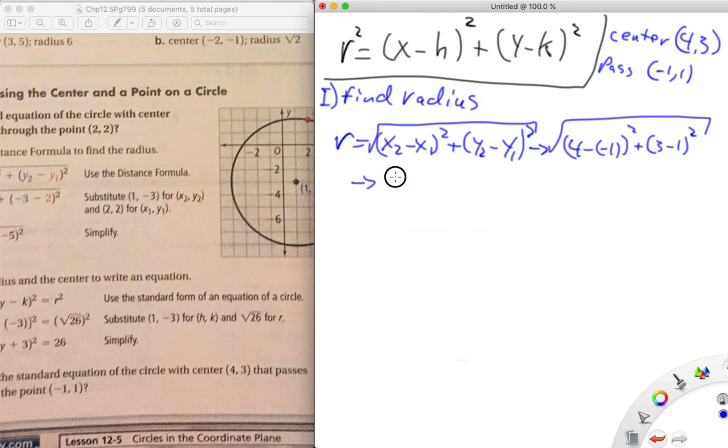That's going to be 4 plus 1 squared plus 3 plus 1 squared. That's going to be 5 squared plus 4 squared. So that's 25 plus 16.